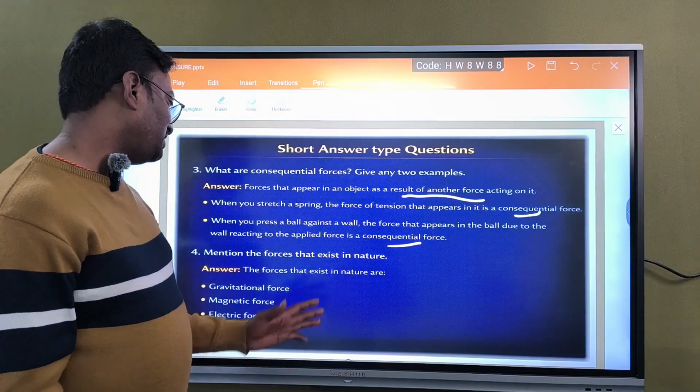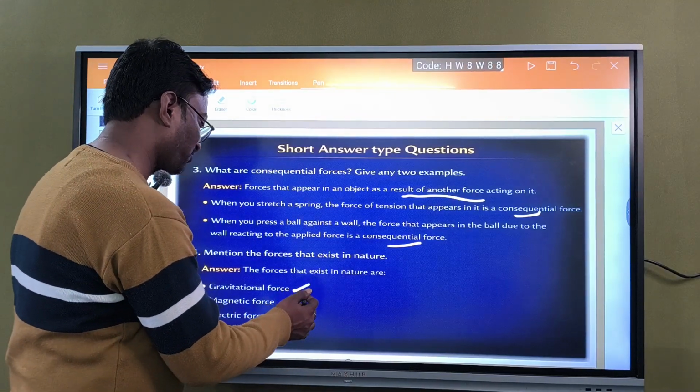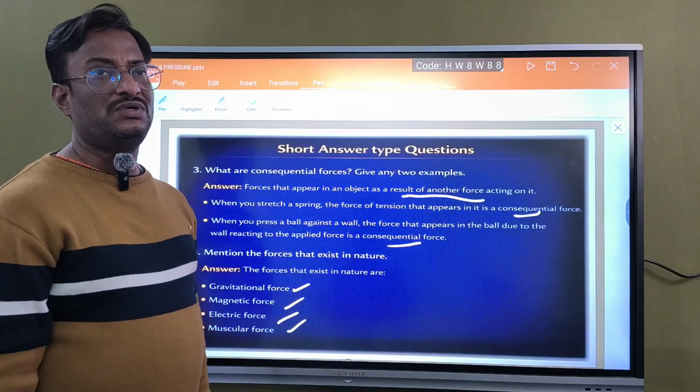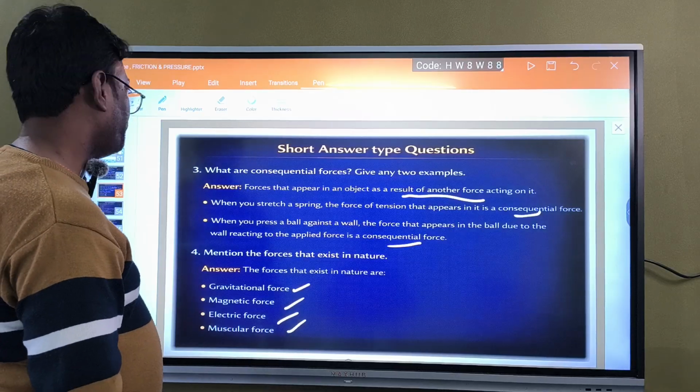Mention the forces that exist in nature: gravitational force, magnetic force, electric force, muscular force and even nuclear force. Likewise, we have many.